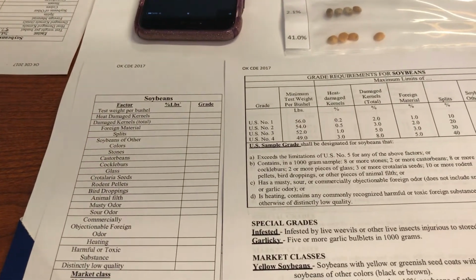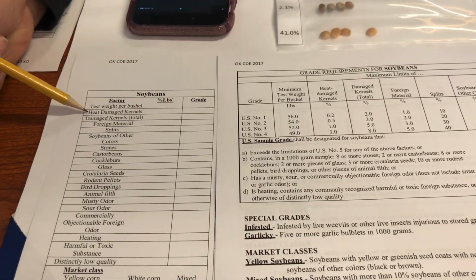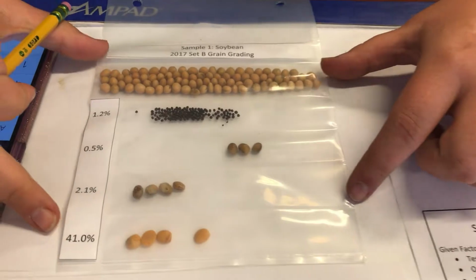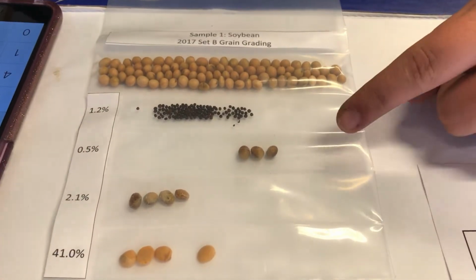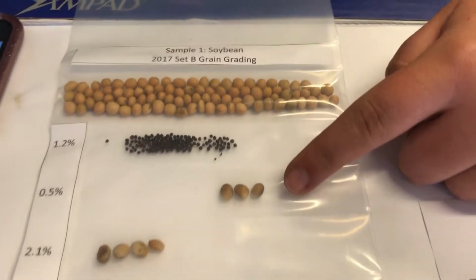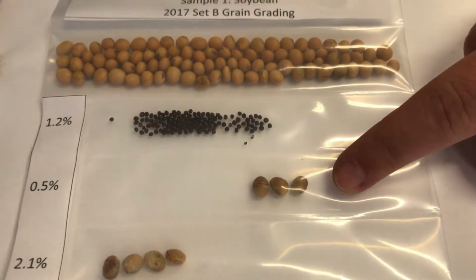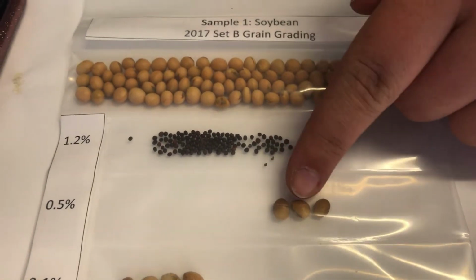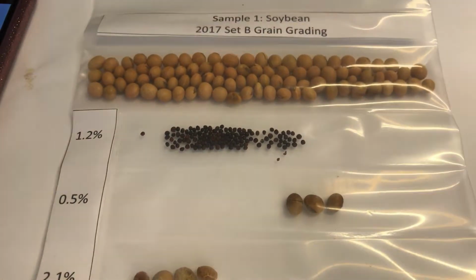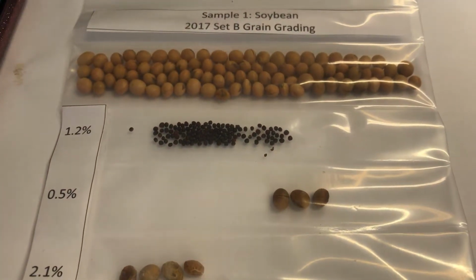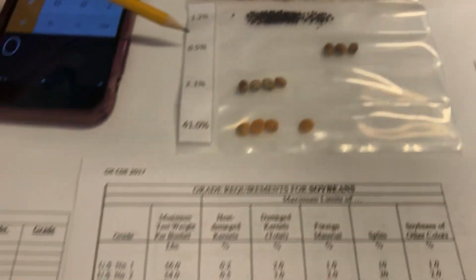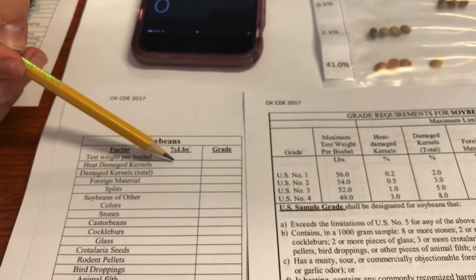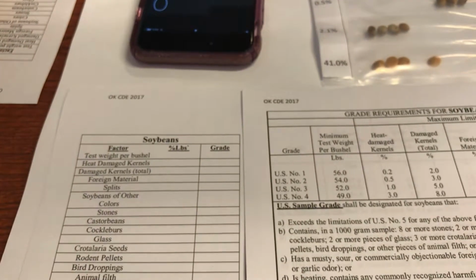Next, we'll go to our heat damage kernels. As we look at our sample here, we do have some heat damage kernels. You can tell that these are heat damaged because they are darker brown and they have cracks through them. That's a telltale sign of heat damage on our soybean. So our heat damage is 0.5%. You'll write that in the heat damage kernel percentage right here.